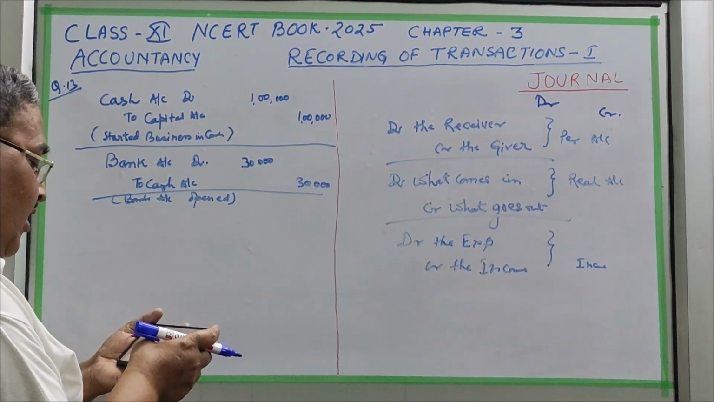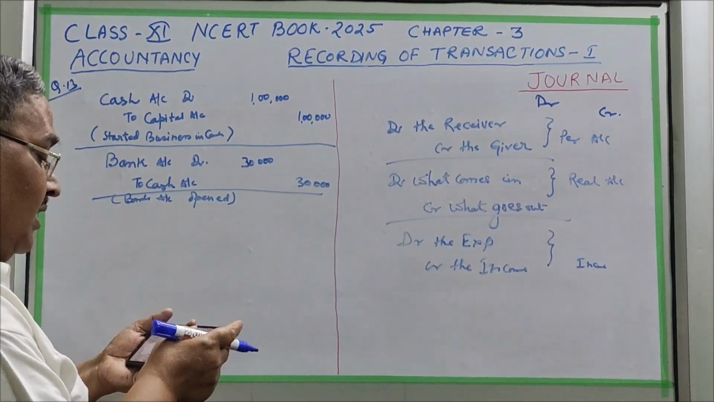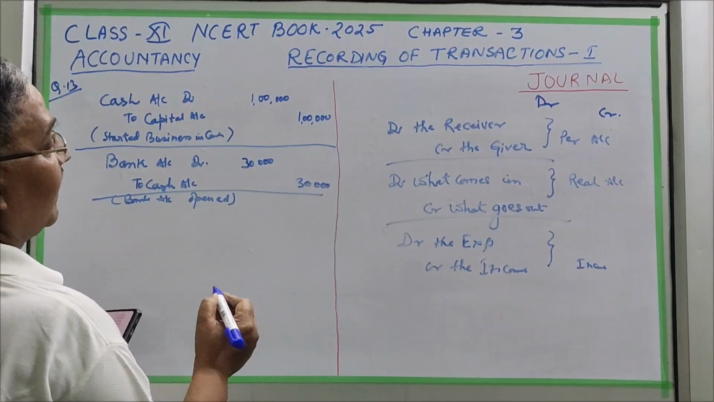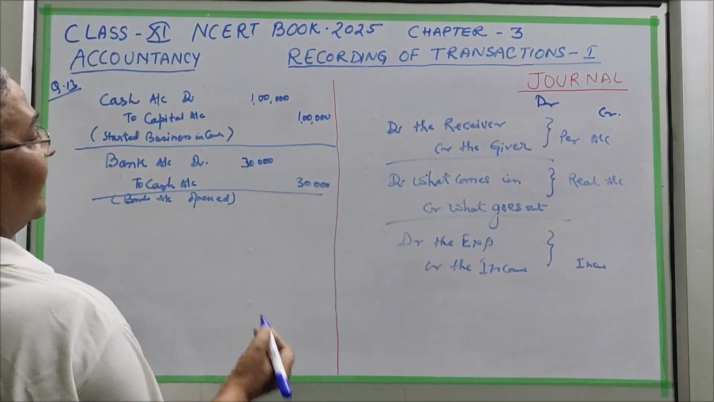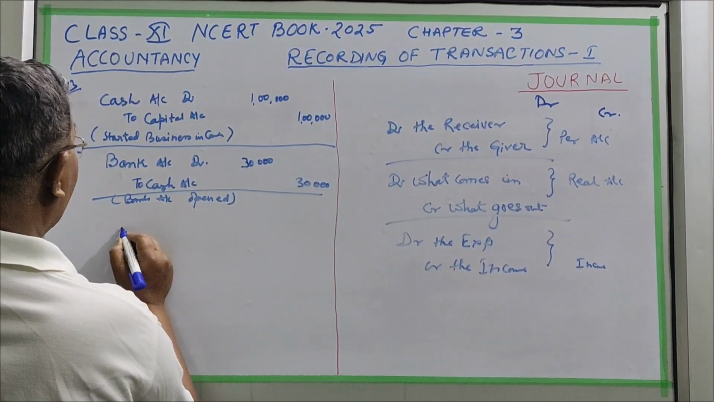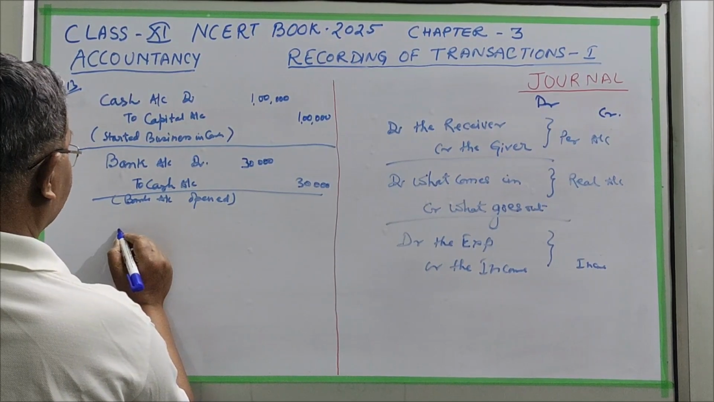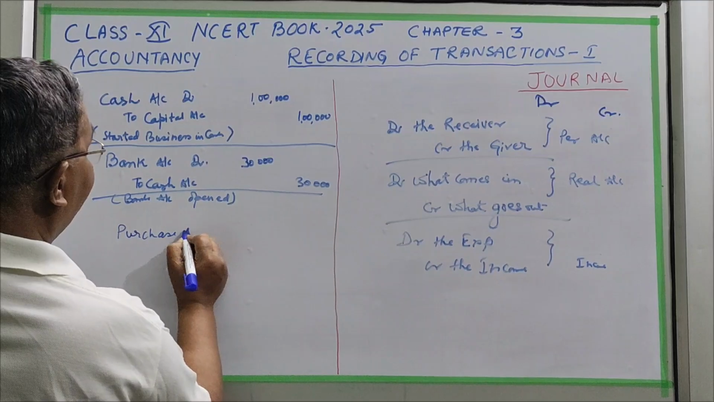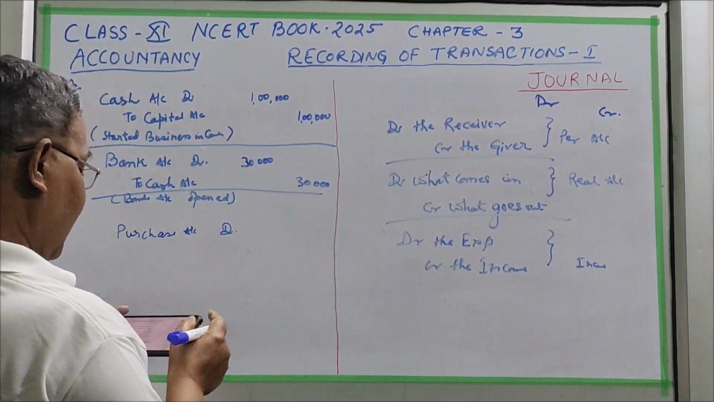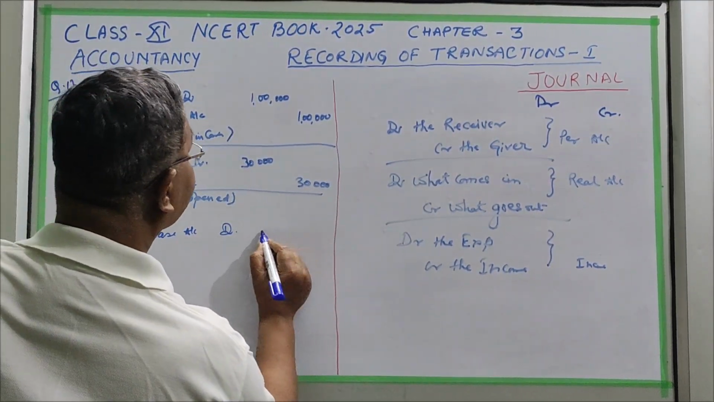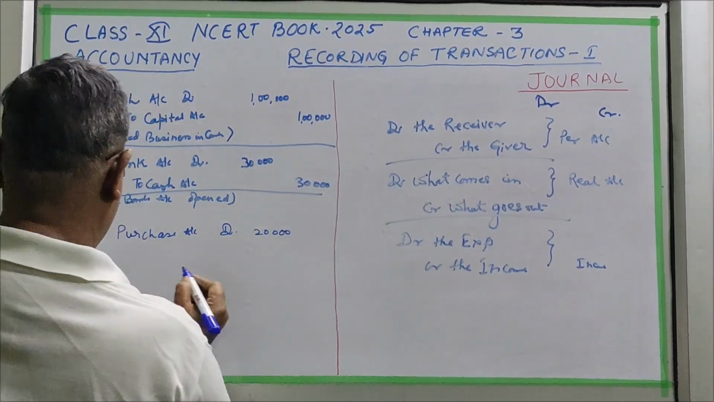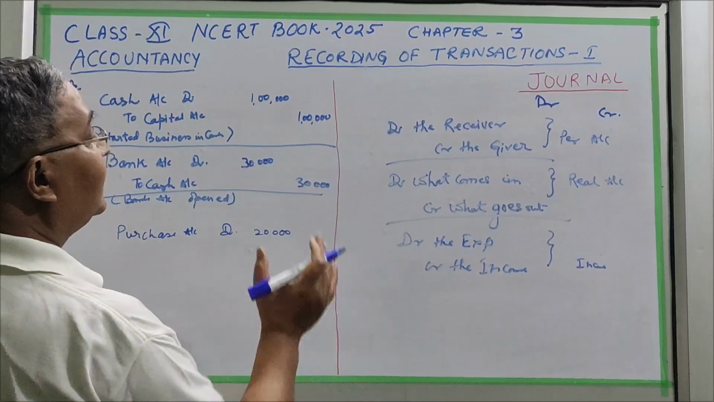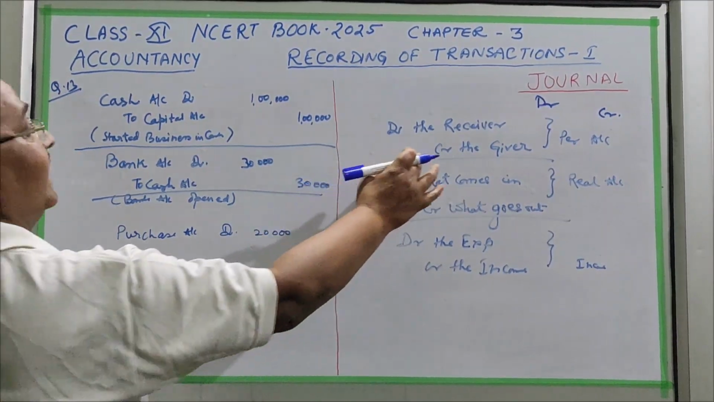Now third entry, purchase goods from Ashu 20,000. So goods has come. Asset is increased. So purchase account debit, or goods account. Purchase account debit, goods of 20,000 rupees has come. And from Ashu it means cash you have not paid. Your liability has increased. So you credit the giver.